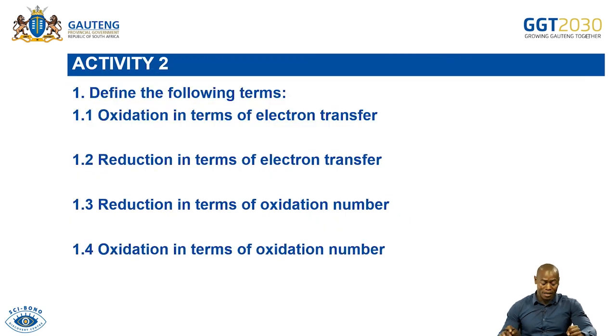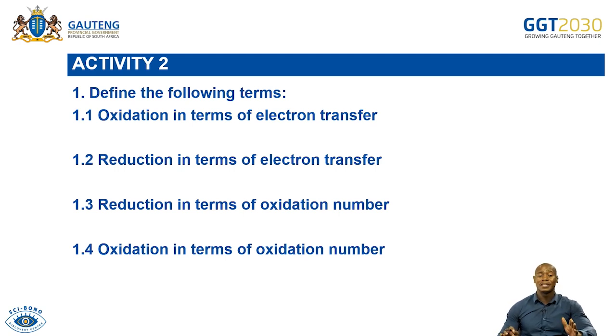So now we have another activity here where we have to do something. Define the following terms: oxidation in terms of electron transfer, reduction in terms of electron transfer, reduction in terms of oxidation number, and oxidation in terms of oxidation number. So grade 11s, please be careful.